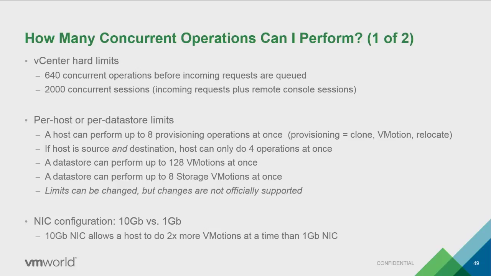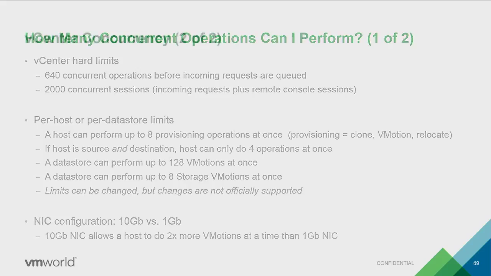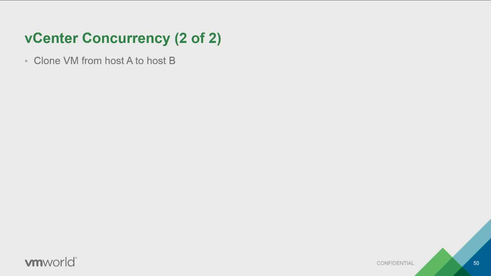One final thing I wanted to point out. If you're using a 10 gig NIC, we allow you to do 2 times more vMotions on that NIC than if you have a 1 gig NIC. So the type of NIC that you're choosing influences your ability to evacuate hosts, and we have settings for that. Let's talk a little bit about the per host limits briefly.